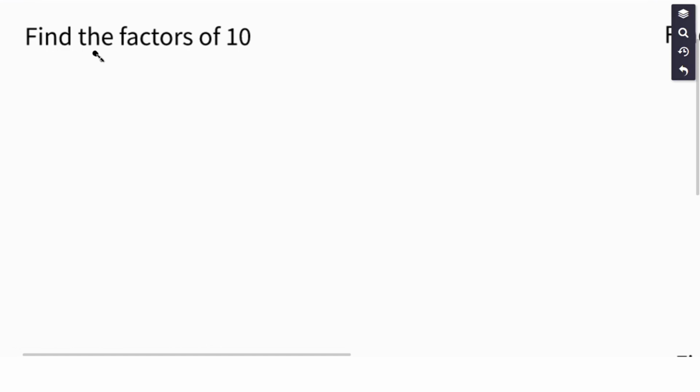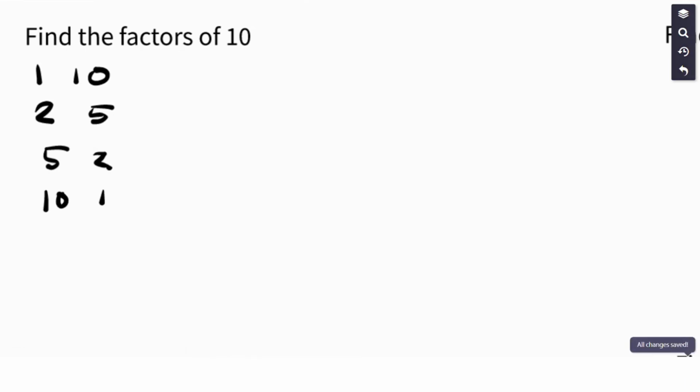All right, I'm going to show you how to find the factors of 10. To find the factors of 10, you already know that 1 and 10 are going to be factors because the factors always include 1 and the number itself. Then you see if you can divide 10 by 2, and you can, because then you get 5. Can you divide 10 by 3? No. Can you divide 10 by 4? No. Can you divide 10 by 5? Yes, you get 2.